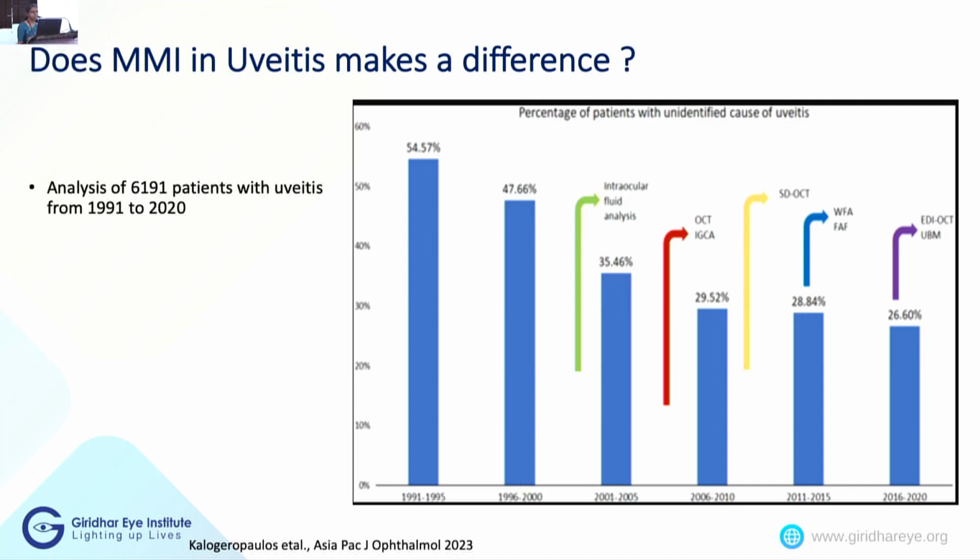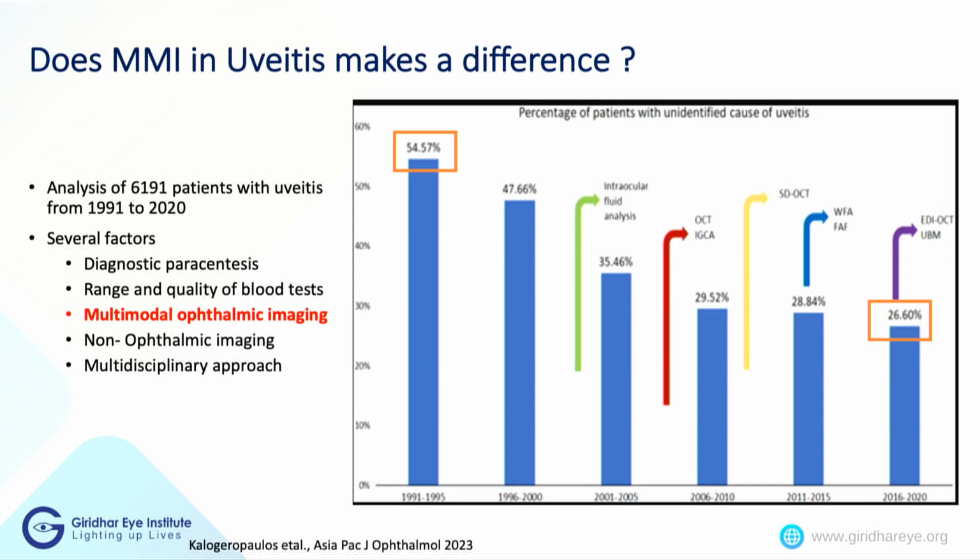This is one of the largest studies in uveitis, with more than 6,000 patients over a period of 30 years, and it was found that the percentage of patients with unidentified cause of uveitis decreased from 50 or 55% in the 90s to almost 25% by 2020. This huge difference is due to many factors, of which an important one is multimodal imaging involving OCT, ICGA, SD-OCT, wide field imaging, which has really made a difference, EDI OCT, which has given more depth, UBM, etc.